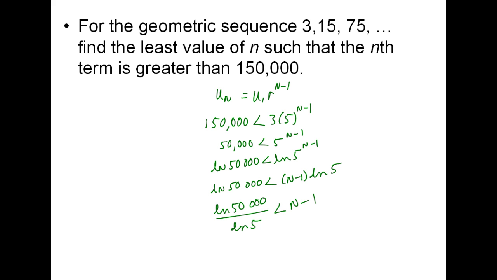When I do this, this comes out to be 6.72 is less than n minus 1. Adding 1, 7.72 is less than n. So the least value of n that's greater than 7.72 would be 8. So n equals 8 would give us that value.